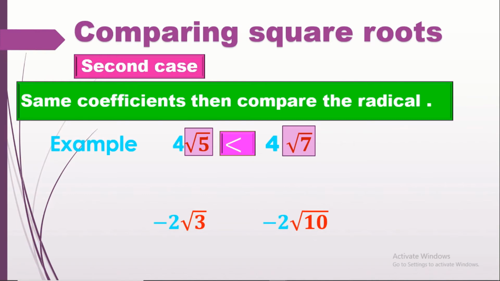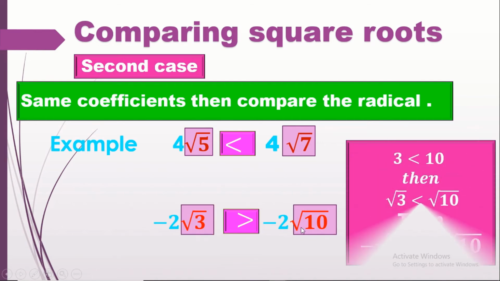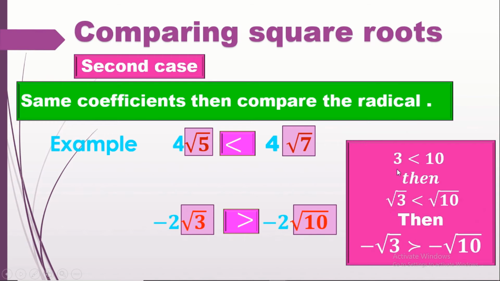But we have negative coefficients, and in negative numbers, the greater becomes the smaller. So minus 2 radical 10 will be less than minus 2 radical 3. So here we can say that minus 2 radical 3 is greater than minus 2 radical 10. So 3 is less than 10, radical 3 is less than radical 10, then minus radical 3 is greater than minus radical 10, actually minus 2 radical 3 is greater than minus 2 radical 10.